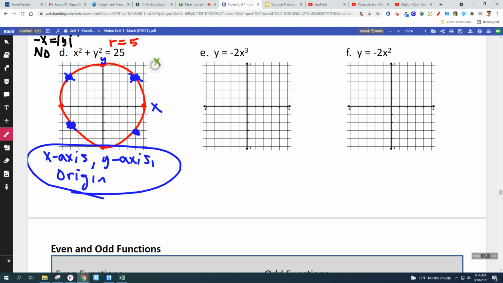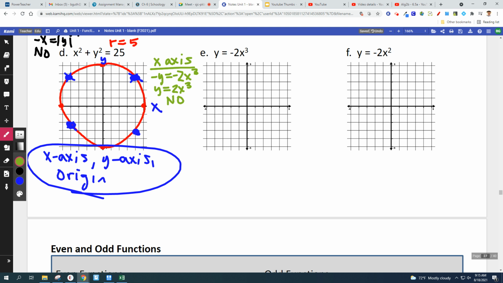All right, if I tested for x-axis symmetry, I'd flip y. So negative y equals negative 2x cubed. And yeah, I said negative. I should have said opposite. The negatives would cancel out. That's not the same thing as what I started with, so it does not have x-axis symmetry. I can tell without graphing that it does not have x-axis symmetry.